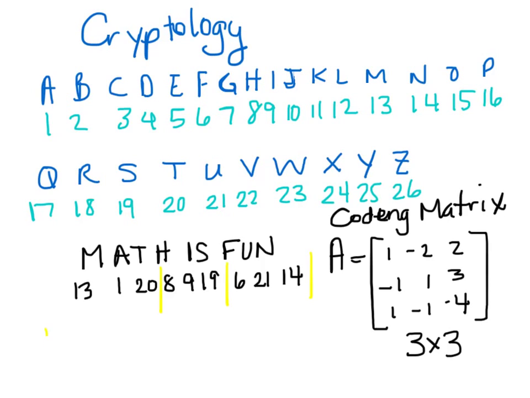So the first time we do this, B1 is equal to a matrix, 13, 1, and 20, okay? Then you see where B2 is going to be and B3. So what I'm going to do now is I have this coding matrix, which is 3 by 3, and I have a B matrix that has the numbers that I need to scramble up. And I'm going to come up with a coded matrix.